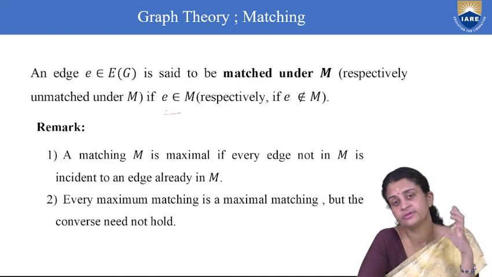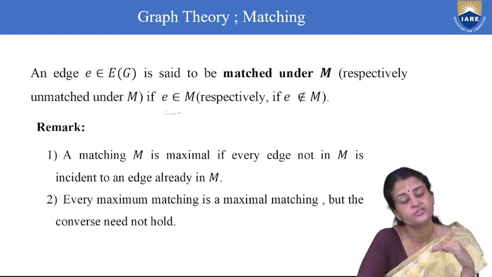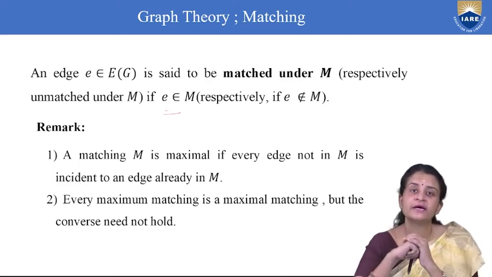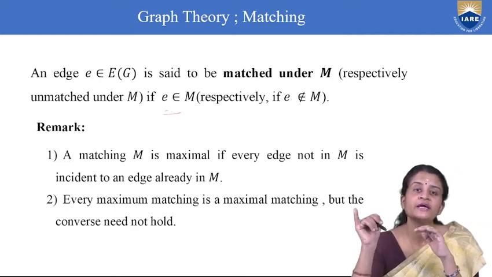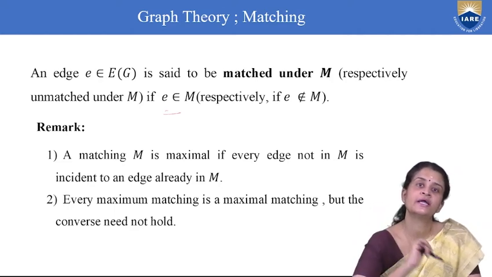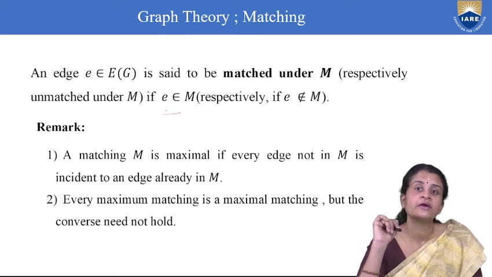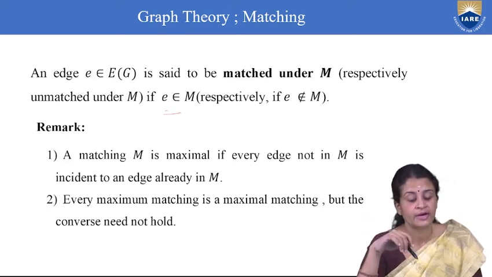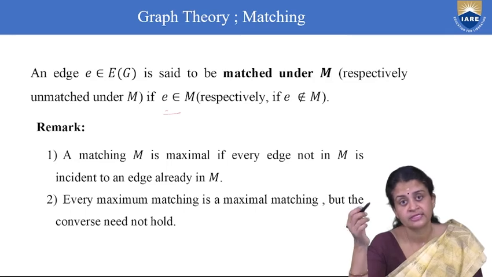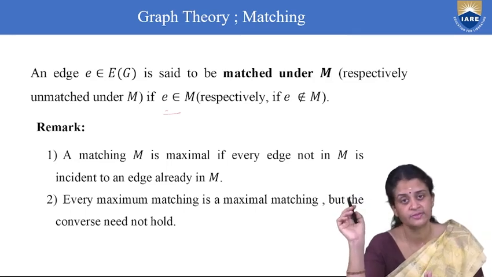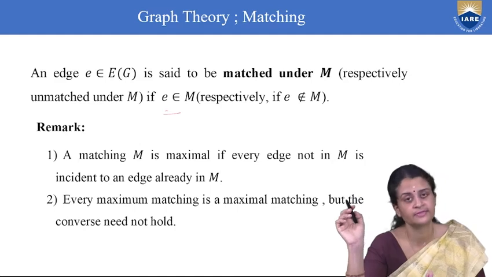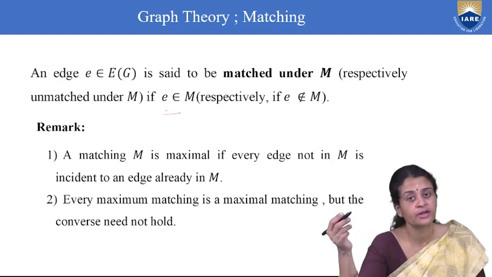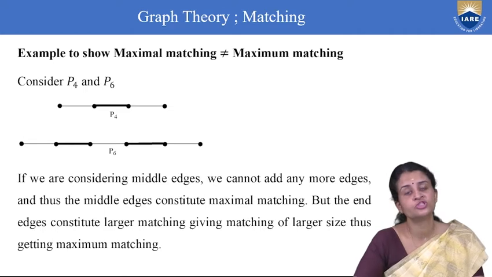And an edge is said to be matched under M if it belongs to that matching, else it is said to be unmatched. Then we call this matching a maximal matching if every edge not in M is incident to an edge already in M. Every maximum matching is also a maximal matching. That is, maximum means it is maximal, but maximal does not imply it is maximum. That is to show that a maximal matching need not be a maximum matching.